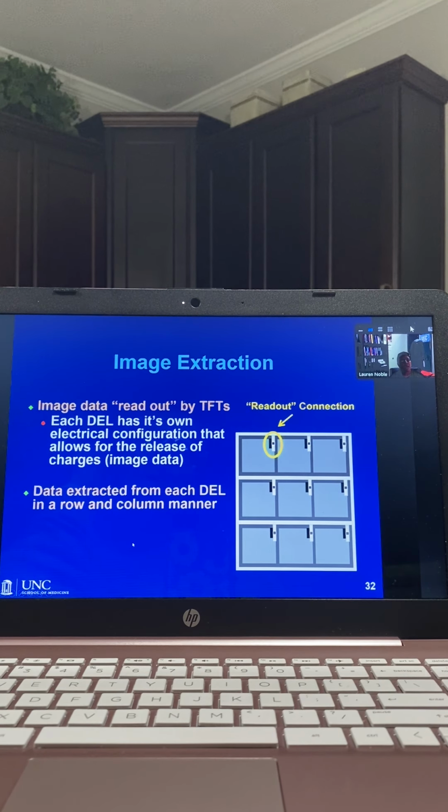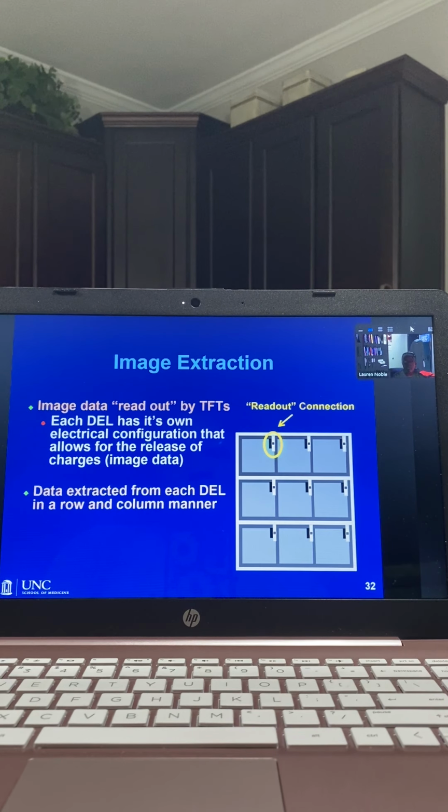So what happens is the data will get extracted from each DEL, essentially in a row and column manner. In other words, it's very organized in the way the data gets released from the flat panel detector. It can release a row at a time. It can go left to right, and then it comes down to the next row. So the data will be released here, and then it will file out here, and here. So it's a very organized manner. Essentially, it's going from the top of the detector down to the bottom in a left to right pattern.